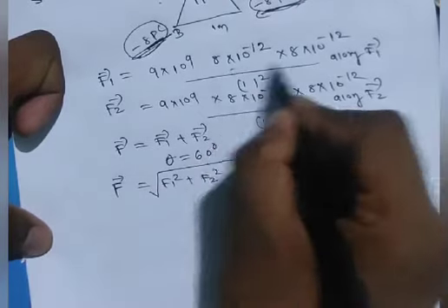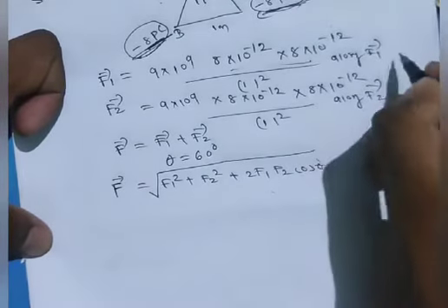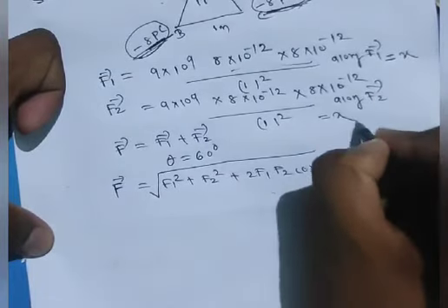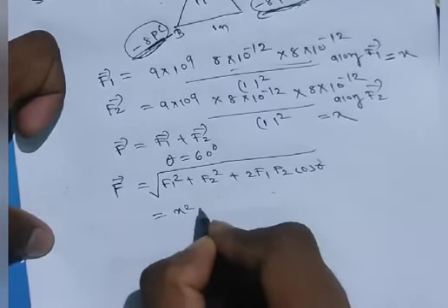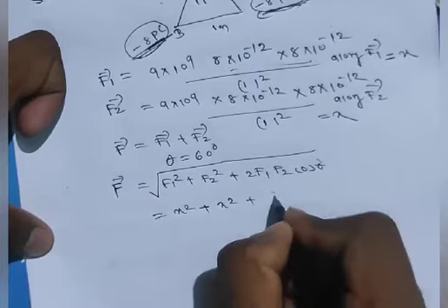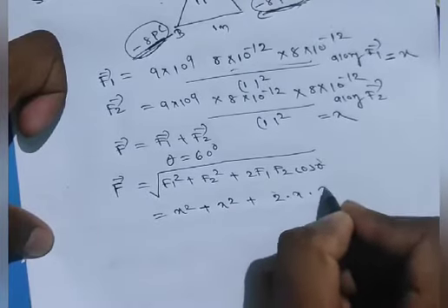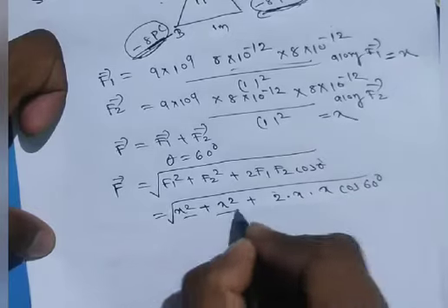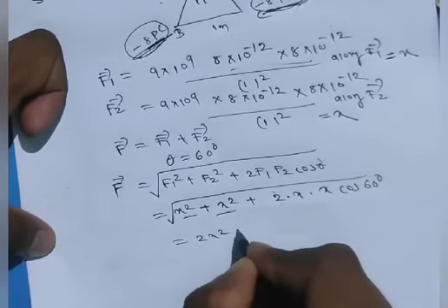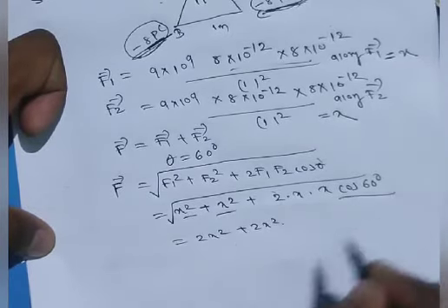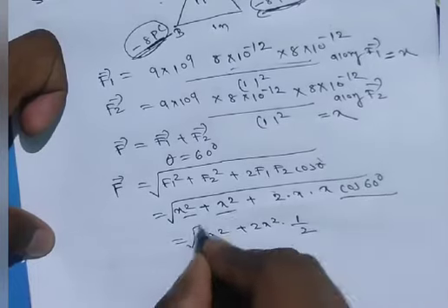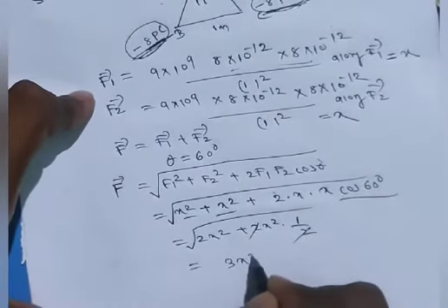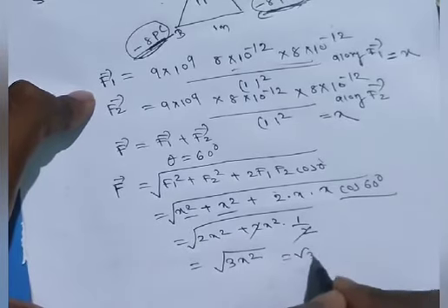See, the magnitudes of F1 and F2 are the same, so we can simply call this value x. So F1 squared means x squared, F2 squared means x squared, and 2 into x into x into cos 60 degrees. So it will be 2x squared plus 2x squared, and the cos 60 degree value is 1 by 2, so it simply cancels out. So there will be 3x squared, which gives root 3 x.